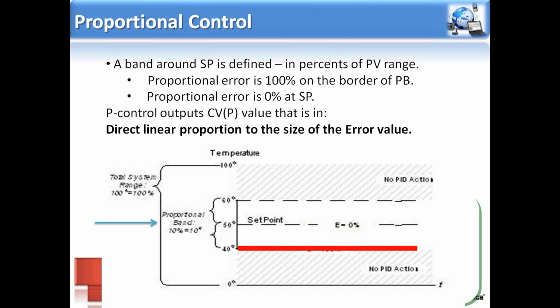Now when the process value is at the lower end of the proportional band, the output is 100%. When my process value is currently at the set point, the control value or output will be 0%. When the process value is within this range, the control value is directly proportional to the size of the error. So if our process value is currently at 40 degrees, the output will be 100. And as we slowly approach the set point, the output or control value will drop until we finally reach the 50 degrees when our control value will be 0.